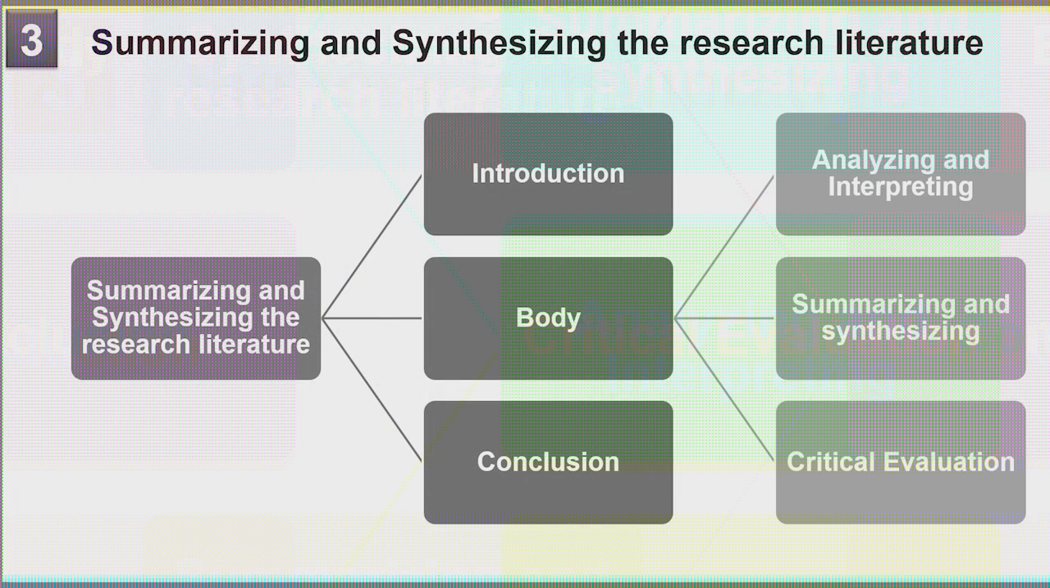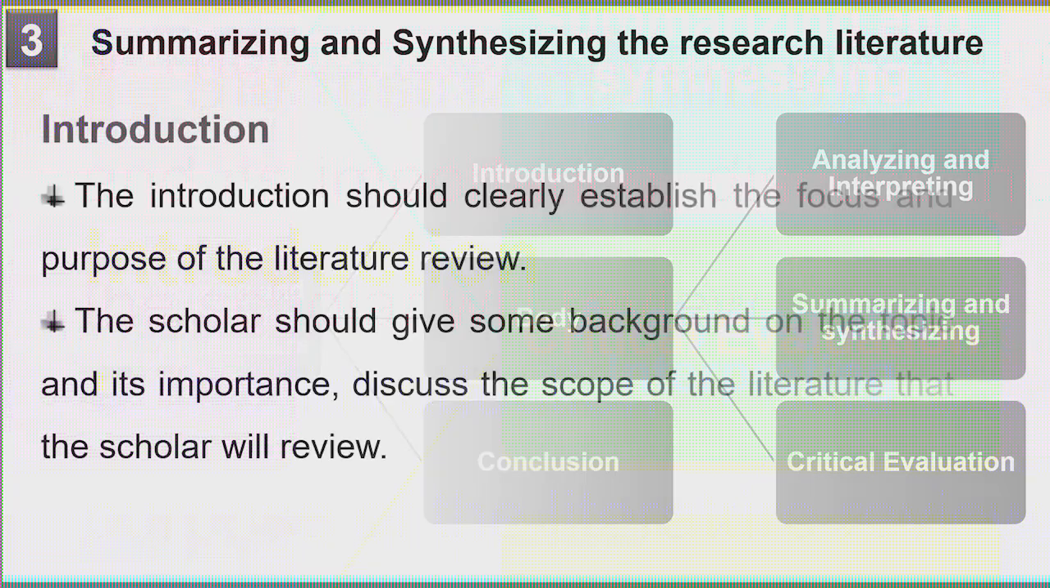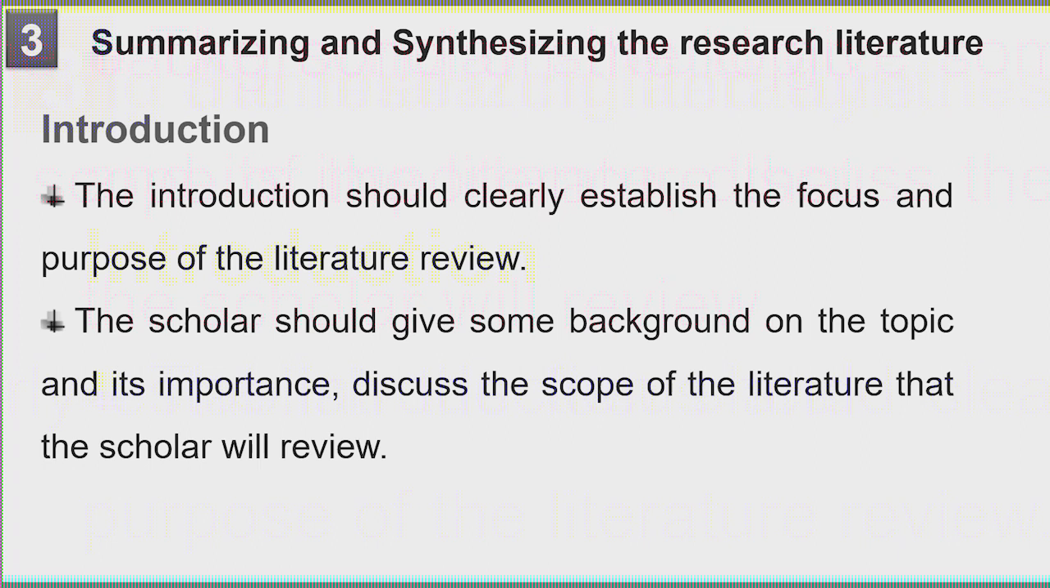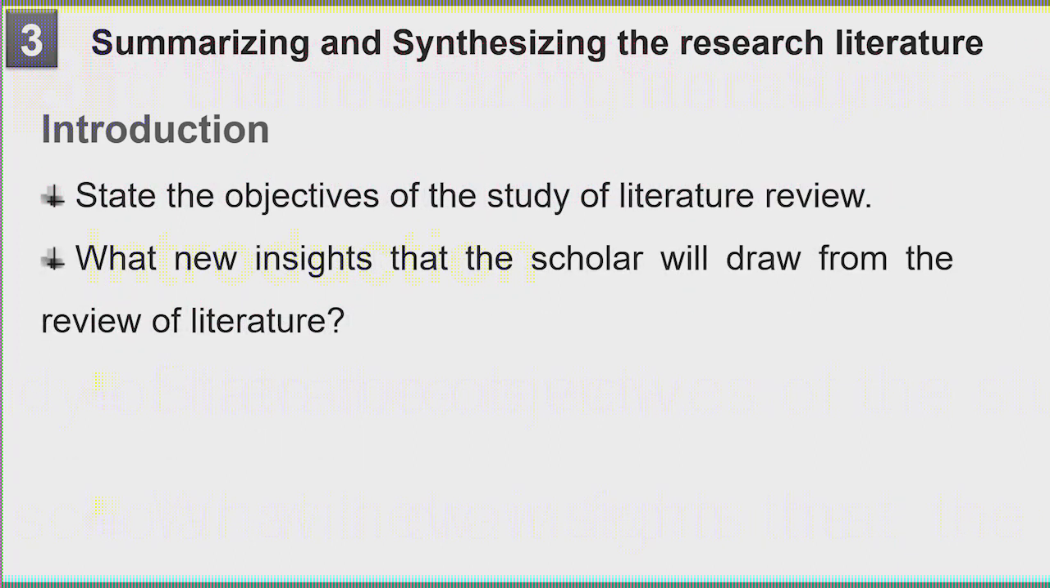The third step in designing the review of literature is summarizing and synthesizing the research literature. This step is further subdivided into 3 important sections, namely introduction, body, and conclusion. The introduction should clearly establish the focus and purpose of the literature review. The scholar should give some background on the topic and its importance, and discuss the scope of the literature that the scholar will review. The scholar should state the objective of the literature review. The scholar should highlight the new insights drawn from the review of literature.